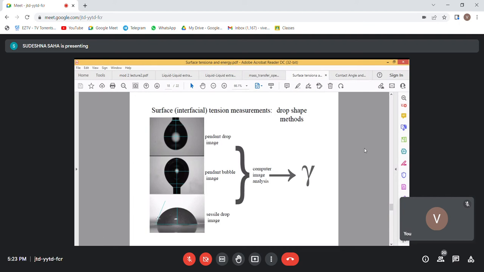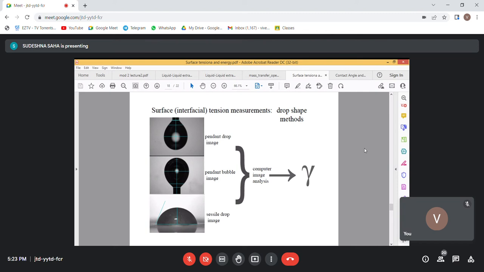And then you just measure by using a software. You can measure what is the contact angle by curve fitting of this liquid with a proper contrast with the background. You can measure what will be the contact angle, and that you can use for calculation of gamma LV. Okay, that is the surface tension. Now, this is one of the methods.